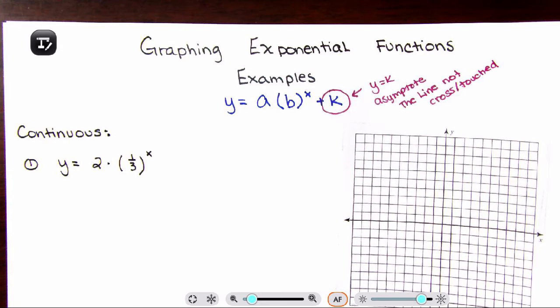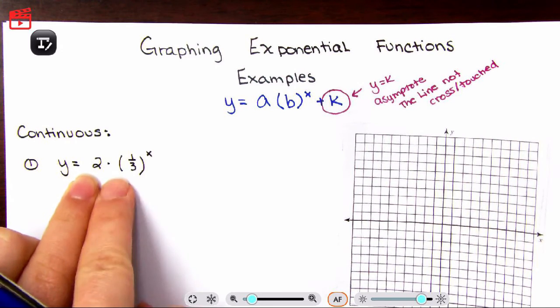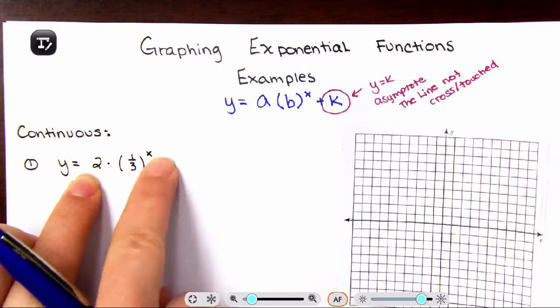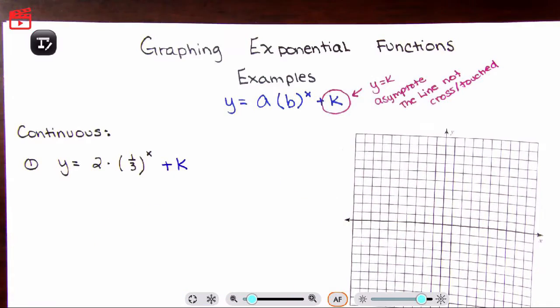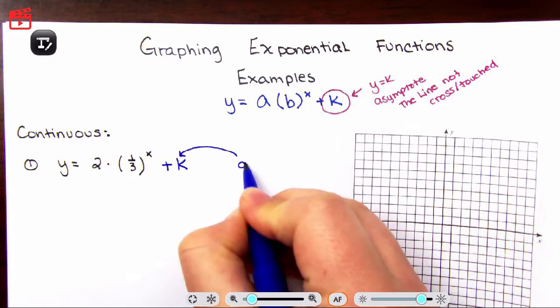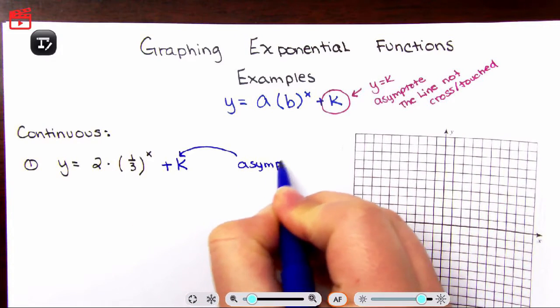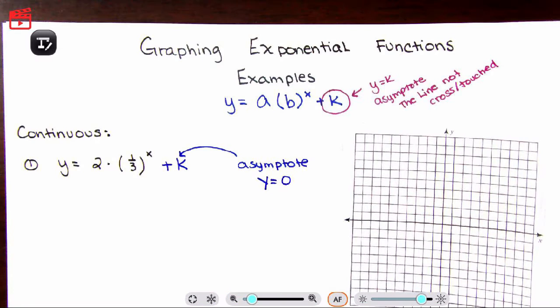So let's look here. Starting with a continuous exponential function. Here's 2 times 1/3 to the x. So I'm going to add a plus k. That plus k is not there, right? So that means your asymptote is y equals 0. That means the line that shall not be touched is y equals 0.